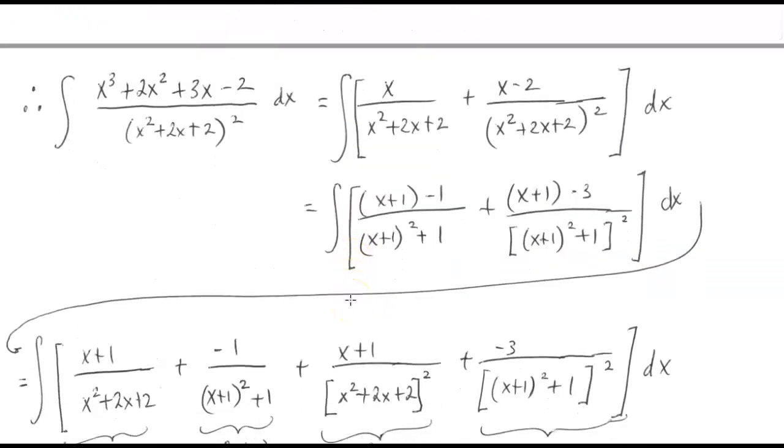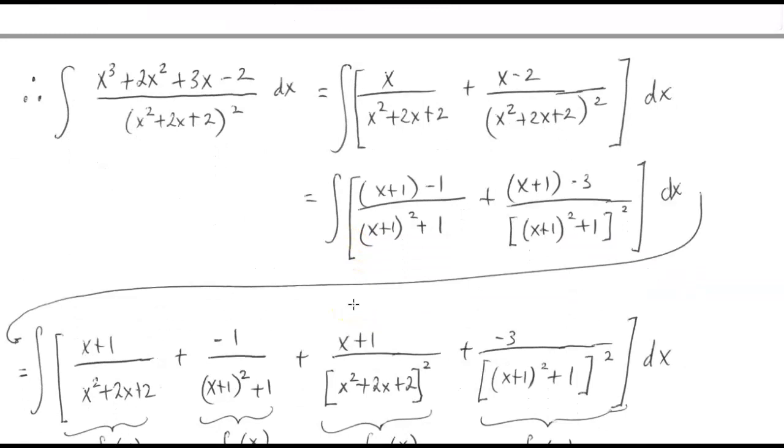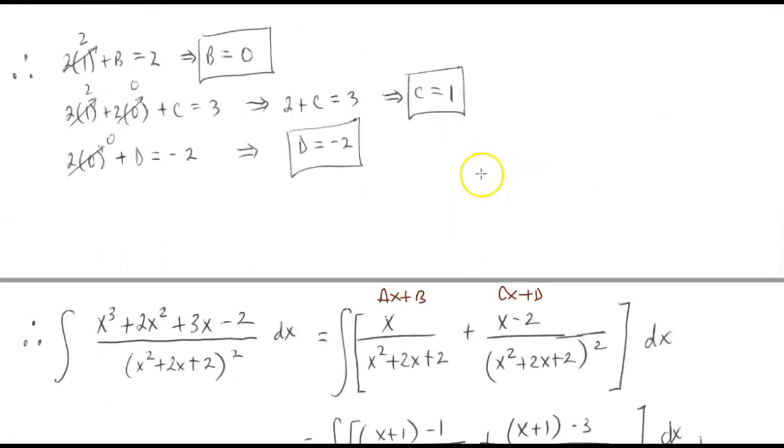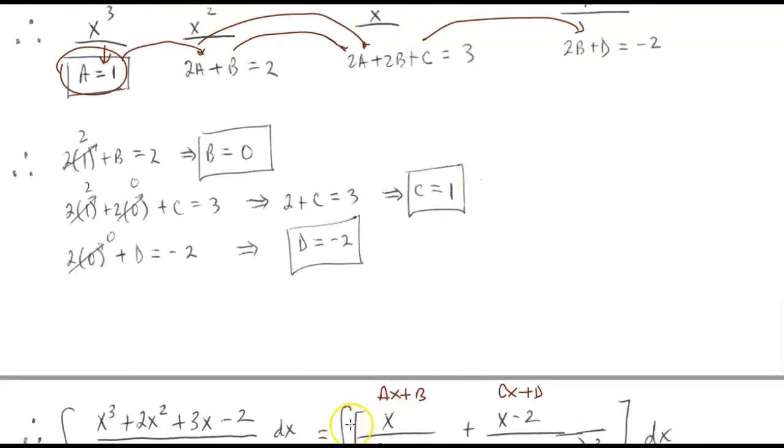So we go ahead and fill everything in. Remember, this was Ax plus B in the numerator, and this was Cx plus D in the numerator. Our A was 1, so that's why we have an understood 1 here. Our B was 0, so that's why you see nothing here. Our C was 1, so that's why we have an understood 1 there. And our D was minus 2, so that's why you see the minus 2 there.